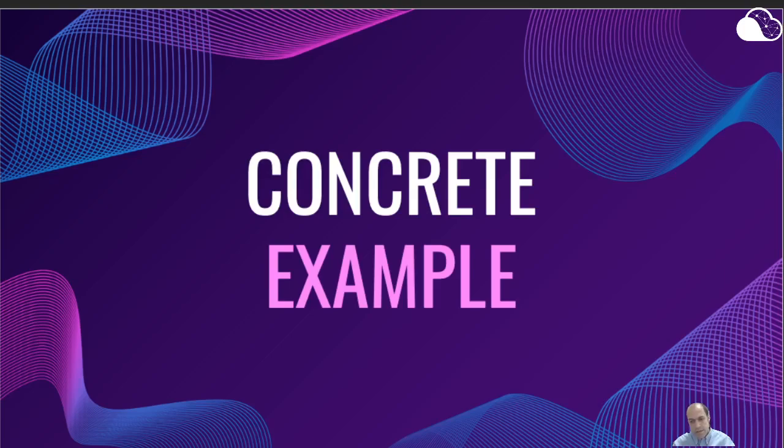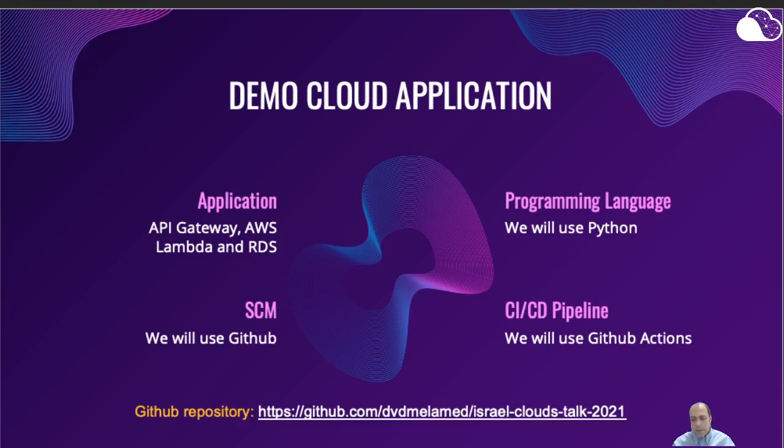So now is the concrete recommendation and the concrete example. For the rest of the talk, I will take a real example. And for that, I picked something that is simple to demonstrate and also very popular. So for the application, I'm using a serverless application that includes an API gateway, a Lambda, and some database. For the programming language, I picked Python, very popular. SCM, we'll use GitHub.